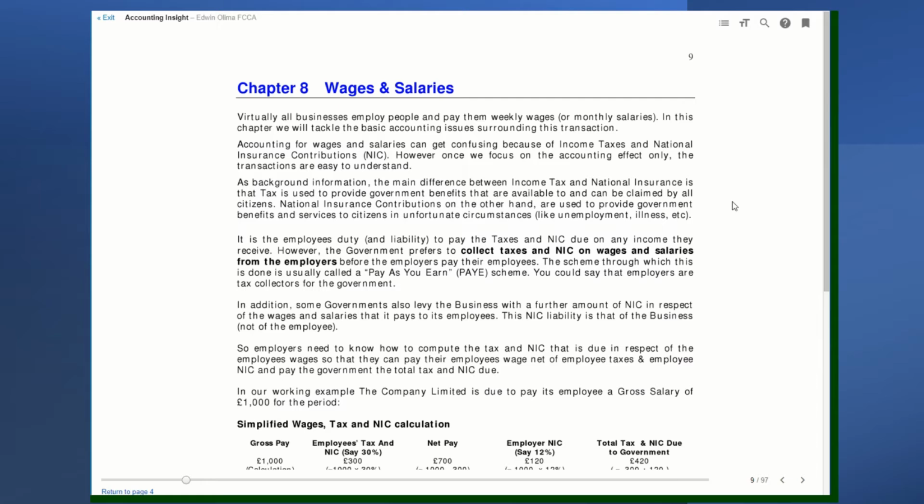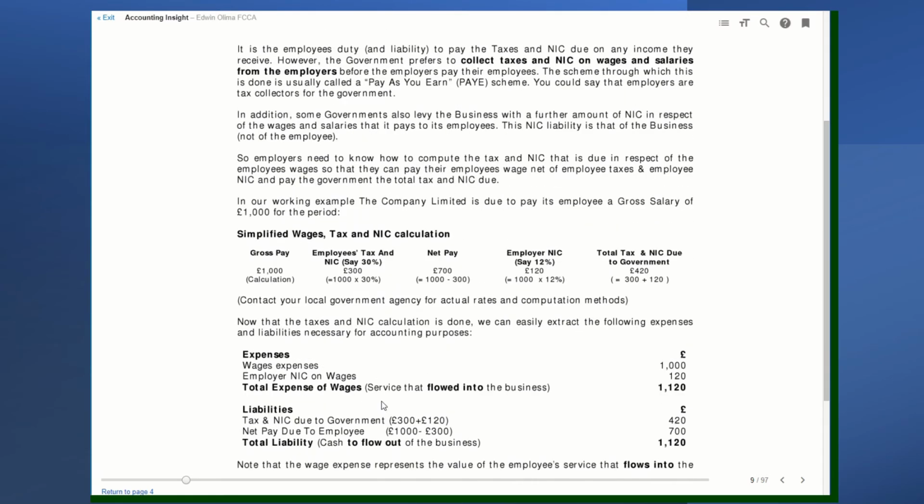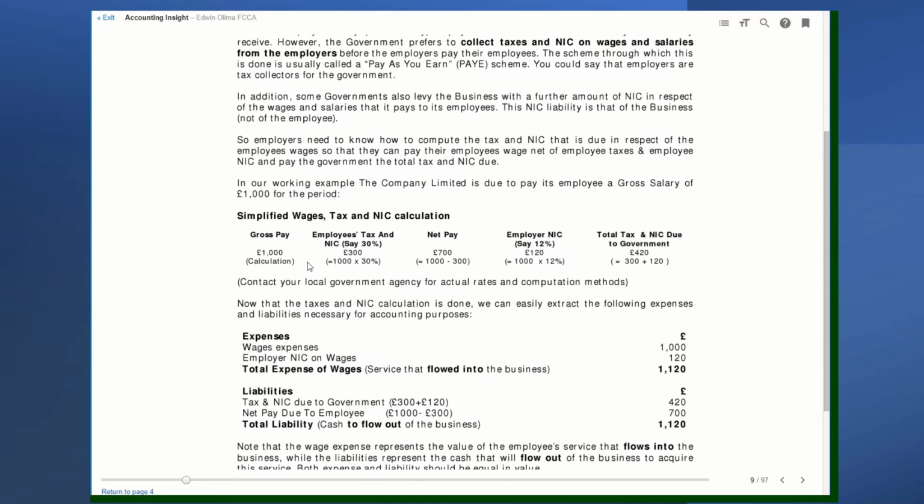And in our example here, the company is going to pay its employee a gross salary of £1,000 for the period. So we do a simplified calculation to illustrate the different components in accounting for wages. So you've got the gross pay, £1,000, and we say the employee's tax and NIC, let's say it's 30%, is £300. Therefore, the net pay to go to the employee after this tax and NIC is £700.